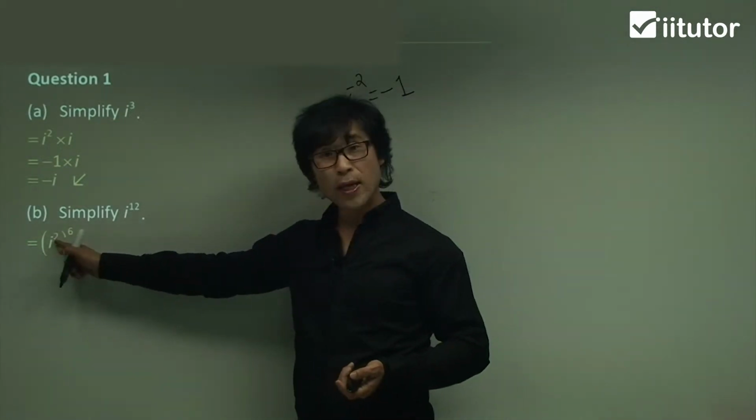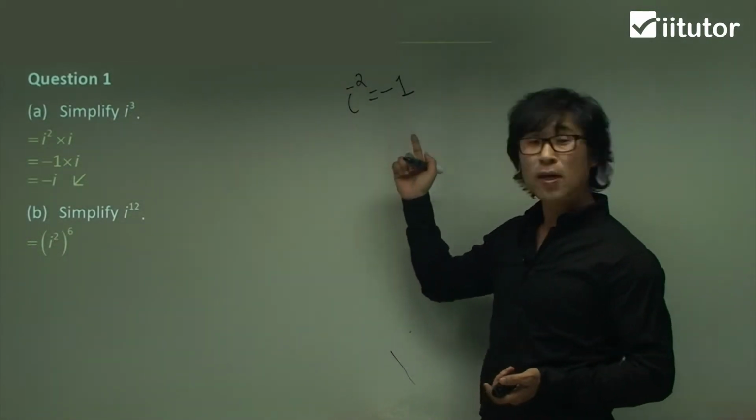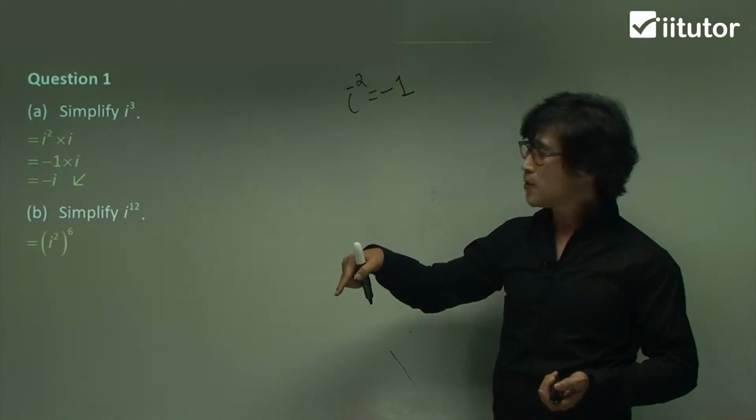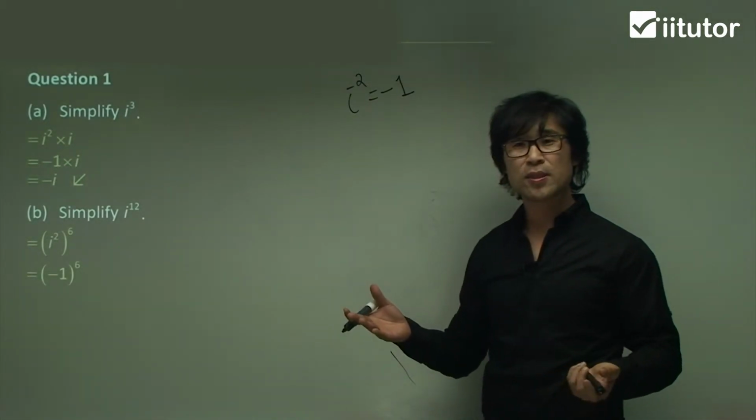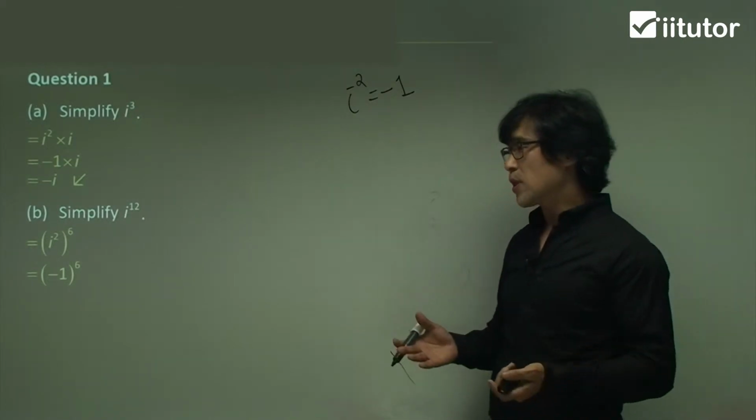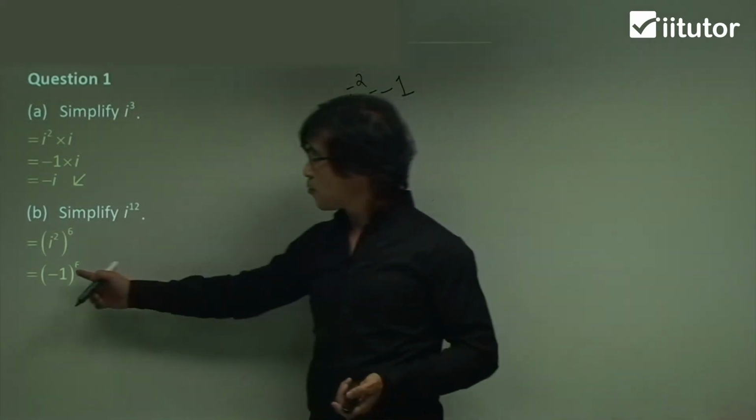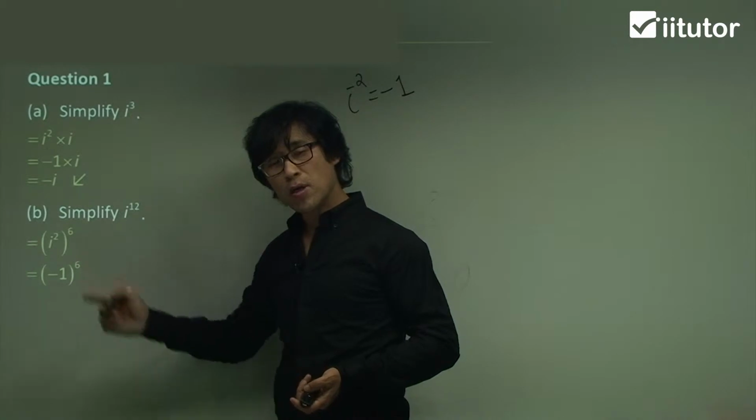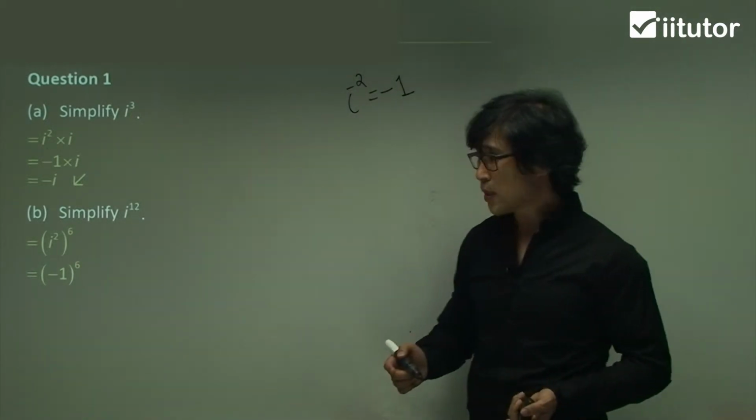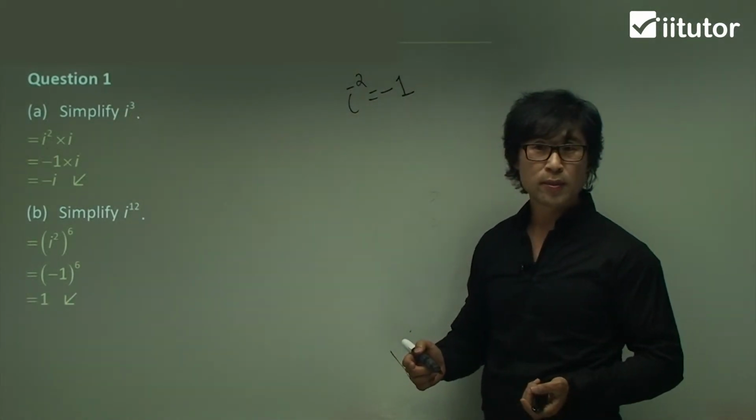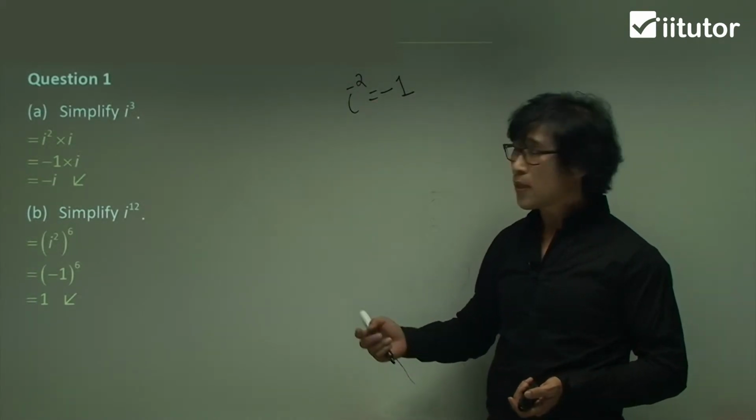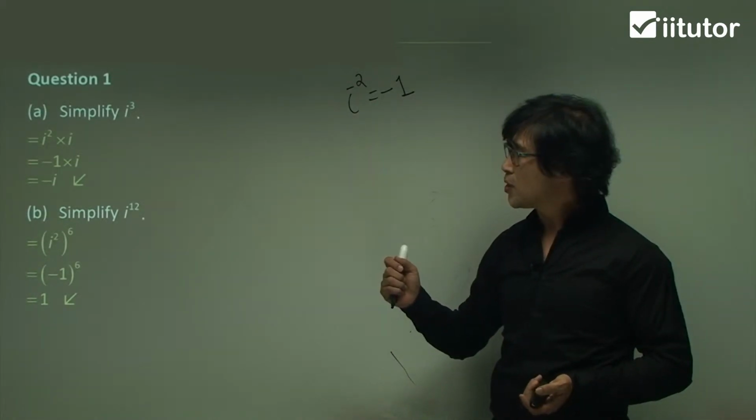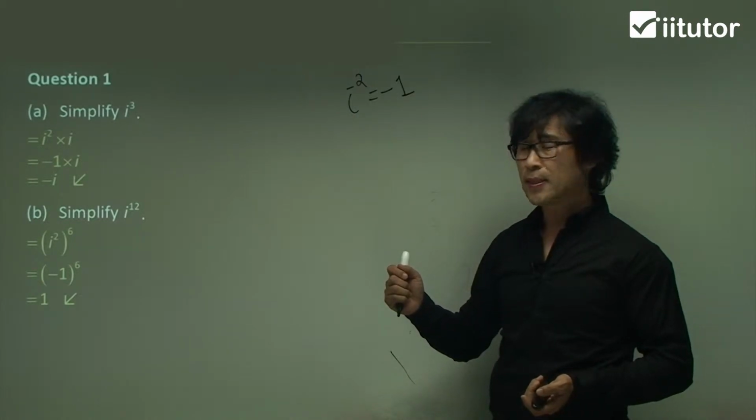Okay, then what do you see? So i squared equals -1. Substitute in -1 to the power of 6. It's just a simple calculation, any student can do this. So -1 to an even power will make positive, so simply 1. That's how you do the simplification. Do you understand that? Okay, that's the second part of the question. Let's look at part C.